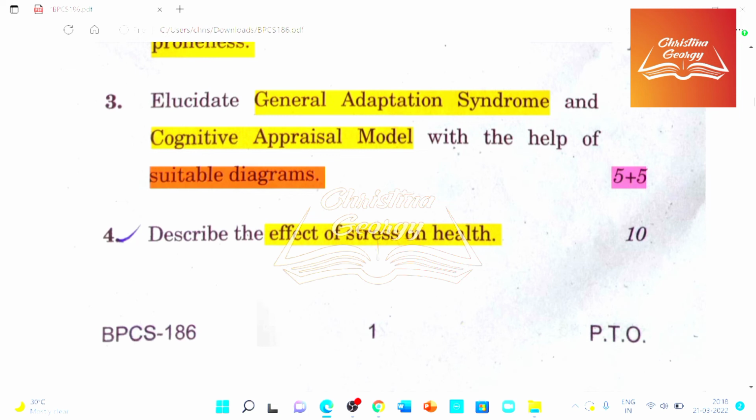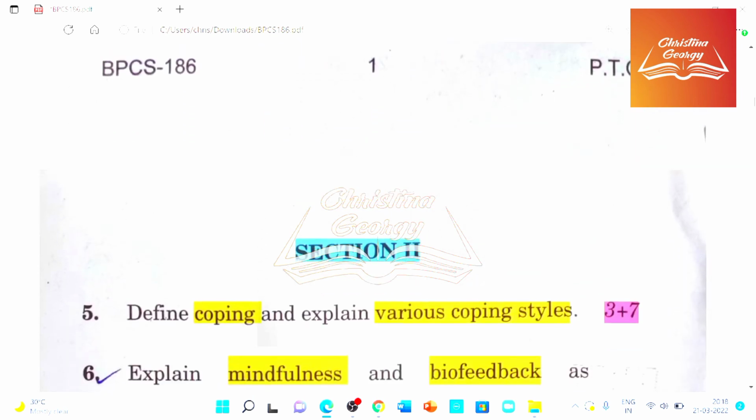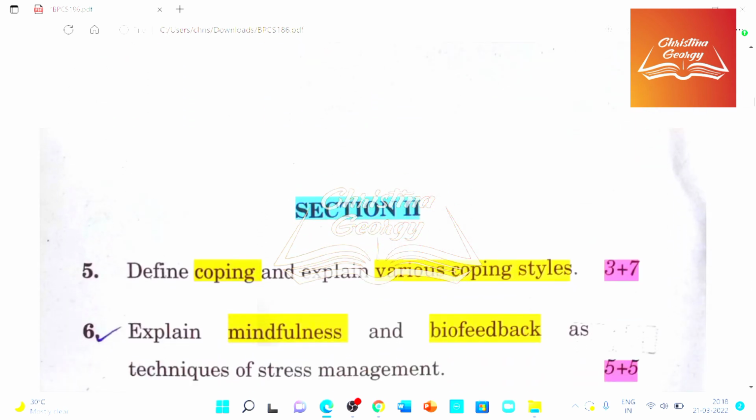Now let's move on to section 2. This is based on block 2. There are also 4 questions. Let's have a look at the fifth question. Define coping and explain various coping styles.